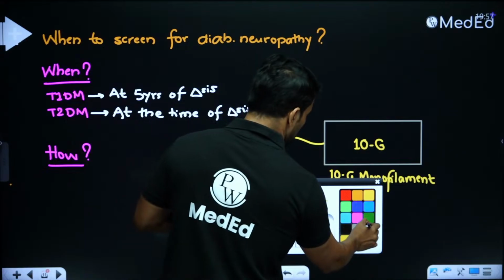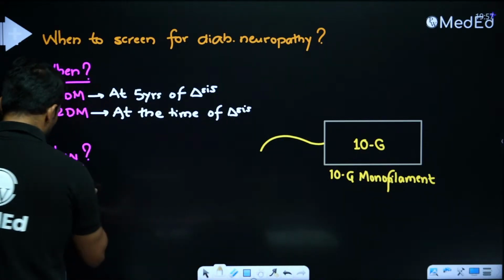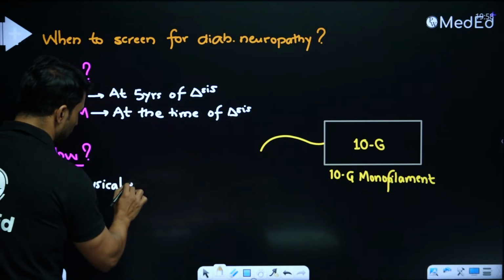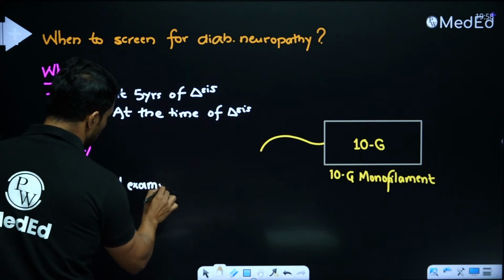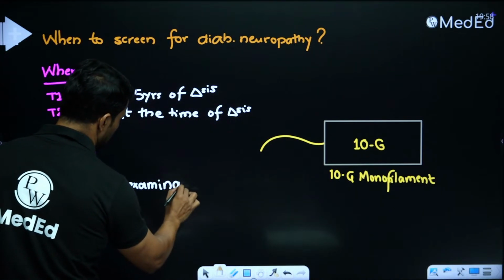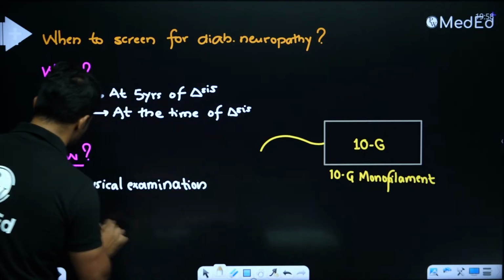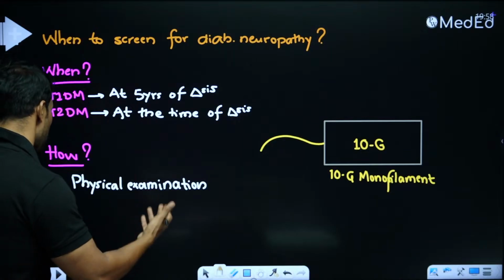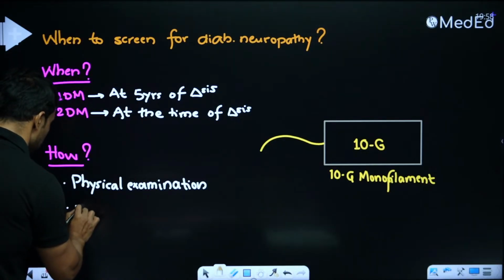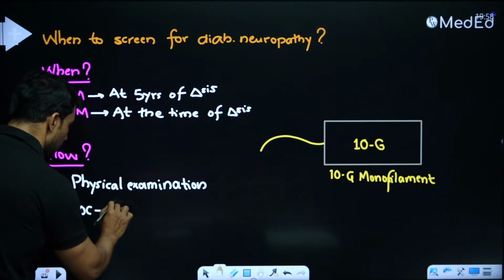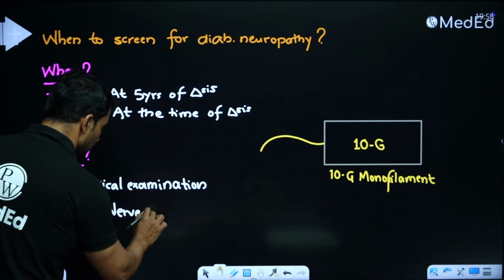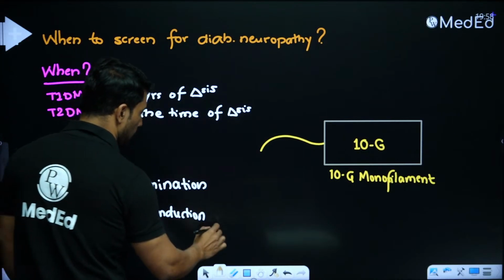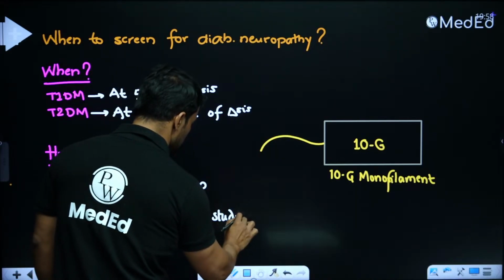So there are two methods. One is physical examination. If gross abnormalities are not found, then you may not have to do major investigation, but keep doing the physical examination on a regular basis. Second, if you have a suspicion, like the patient might have lost sensations or is already complaining of symptoms, then the investigation of choice will be nerve conduction study, or NCS.